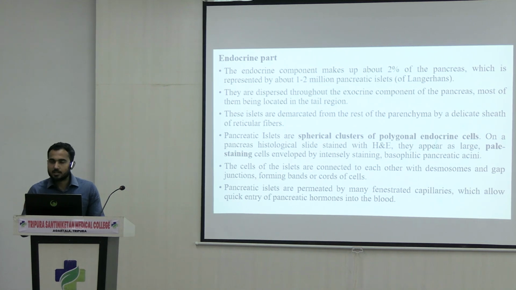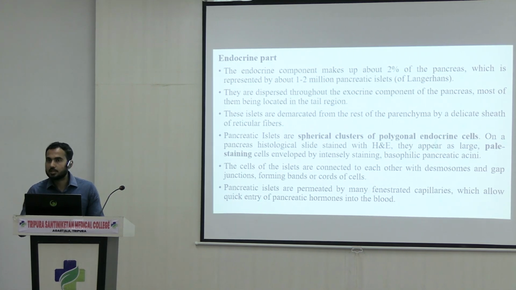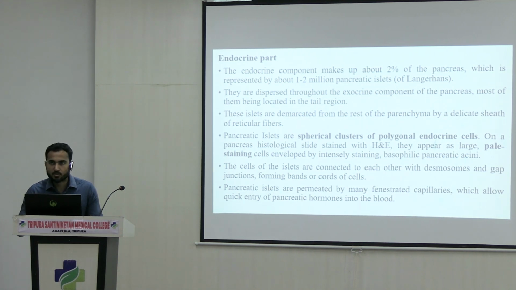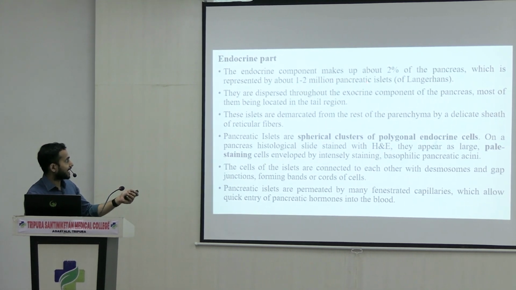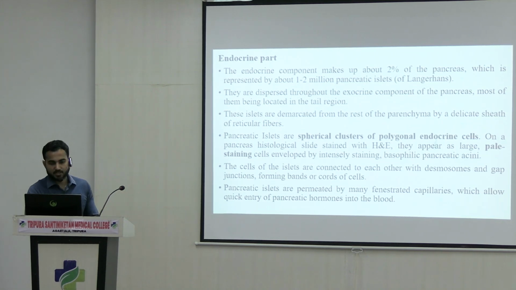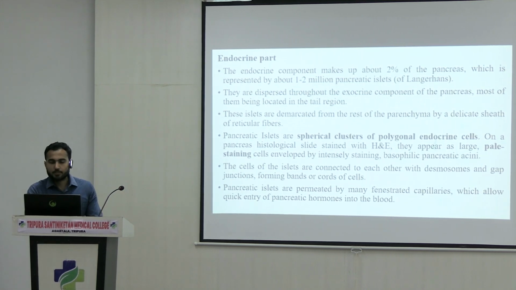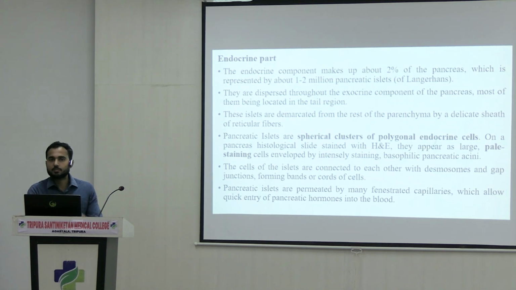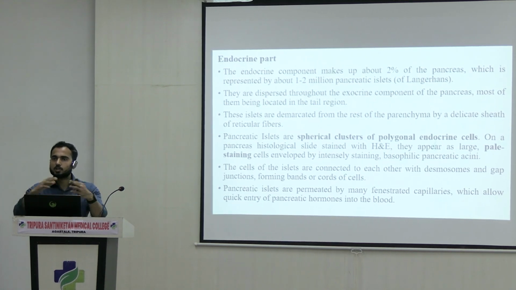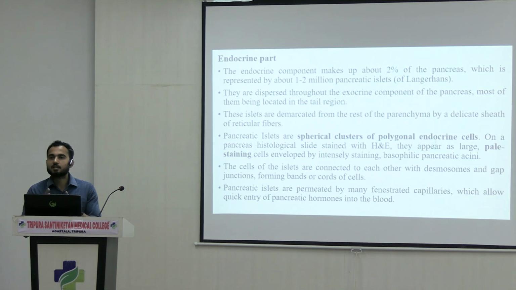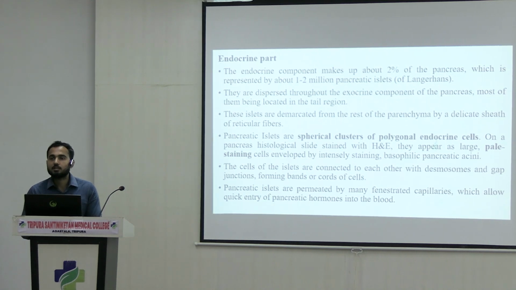Now, in the endocrine part, approximately 1 to 2 million pancreatic islets are there, also called islets of Langerhans. In the pancreas, about 1 to 2 million pancreatic islets or islets of Langerhans are present. If you see the appearance, they are dispersed throughout the exocrine component of the pancreas, and mostly they are situated at the tail of the pancreas. Islets are distributed throughout the gland, but the number of islets is more in which part of the pancreas? Tail of the pancreas.